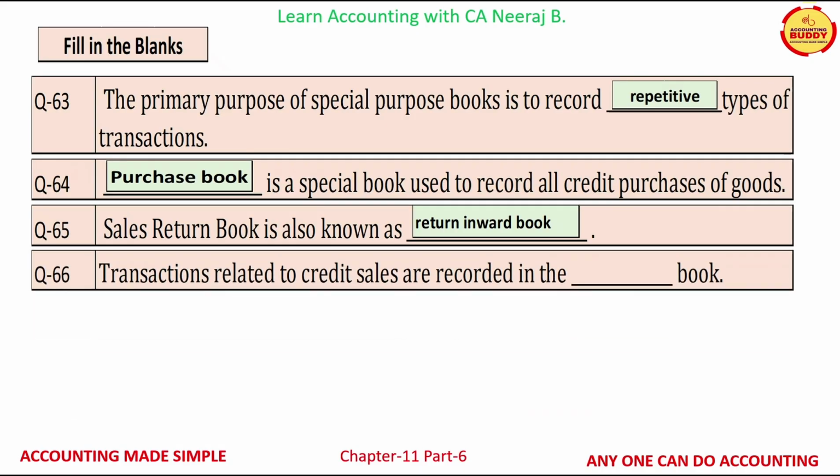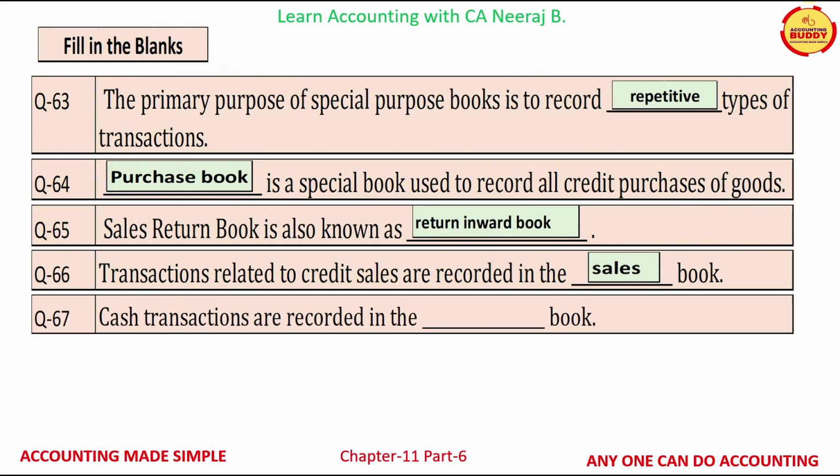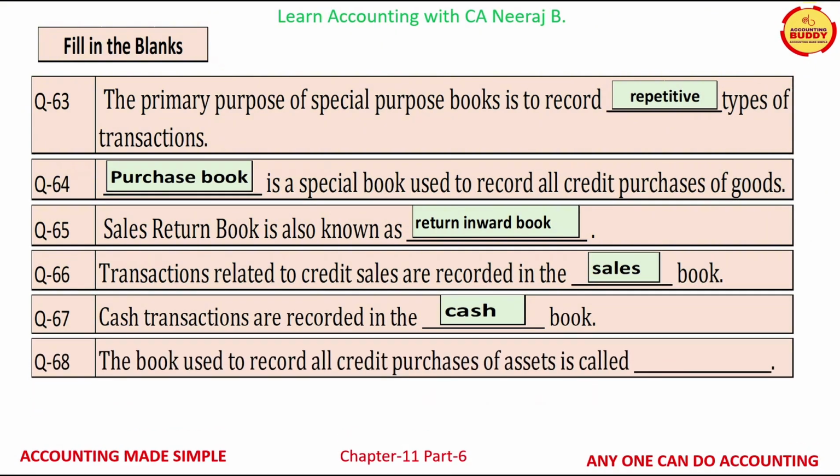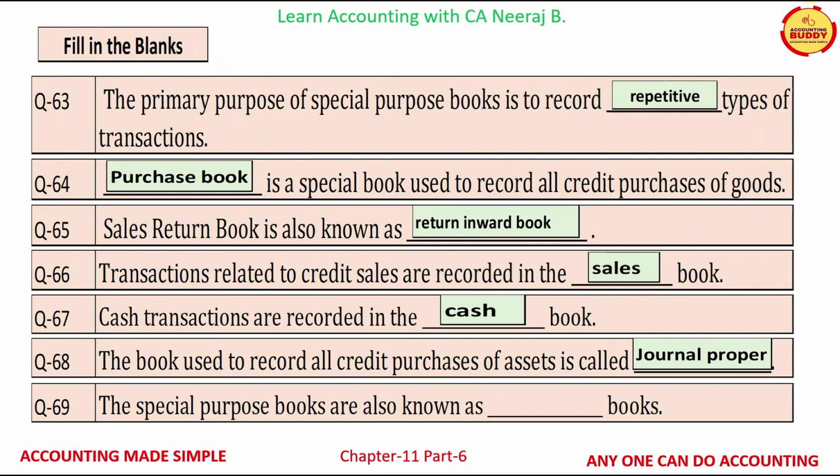Transactions related to credit sales are recorded in the dash book, and the correct answer is sales book. Question number 67. Cash transactions are recorded in the dash book, and the correct answer is cash book. Question number 68. The book used to record all credit purchases of assets is called dash, and the correct word is journal proper. Question number 69. The special purpose books are also known as dash books, and the correct answer is subsidiary books.